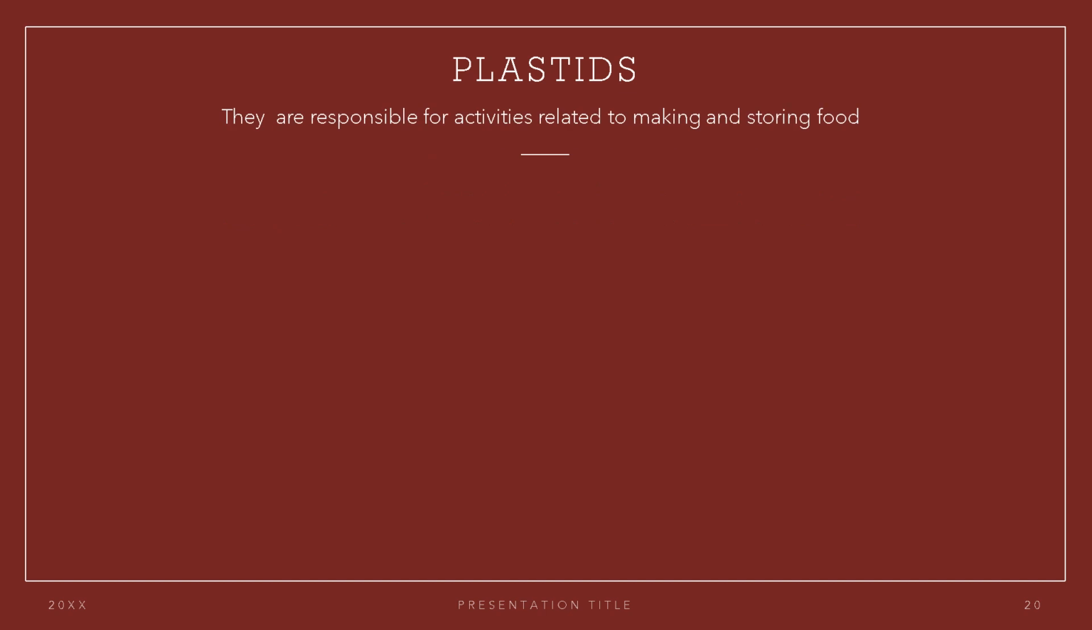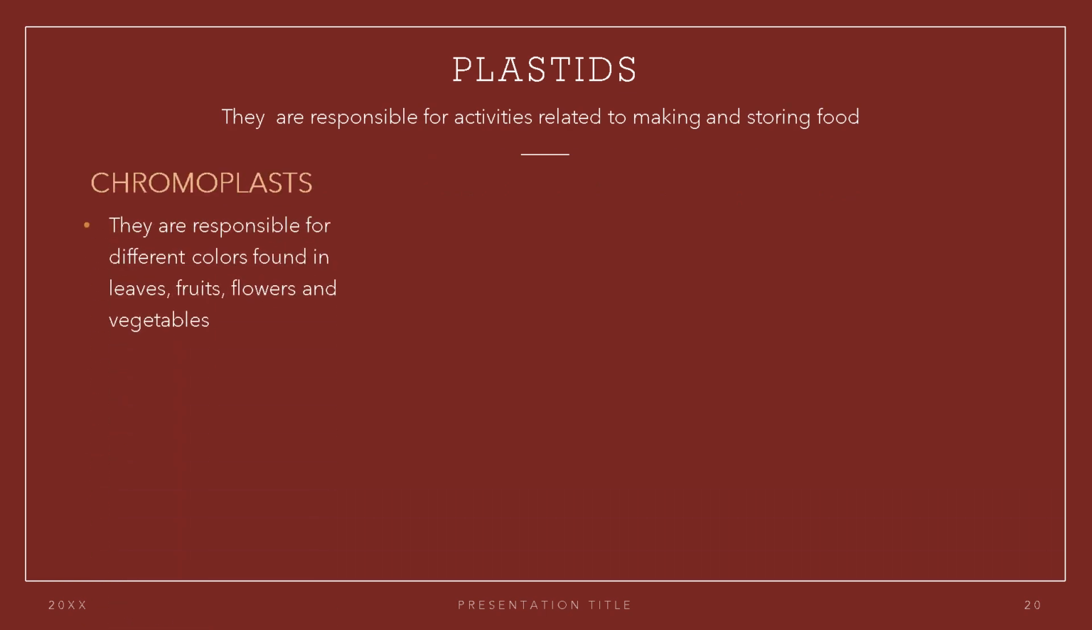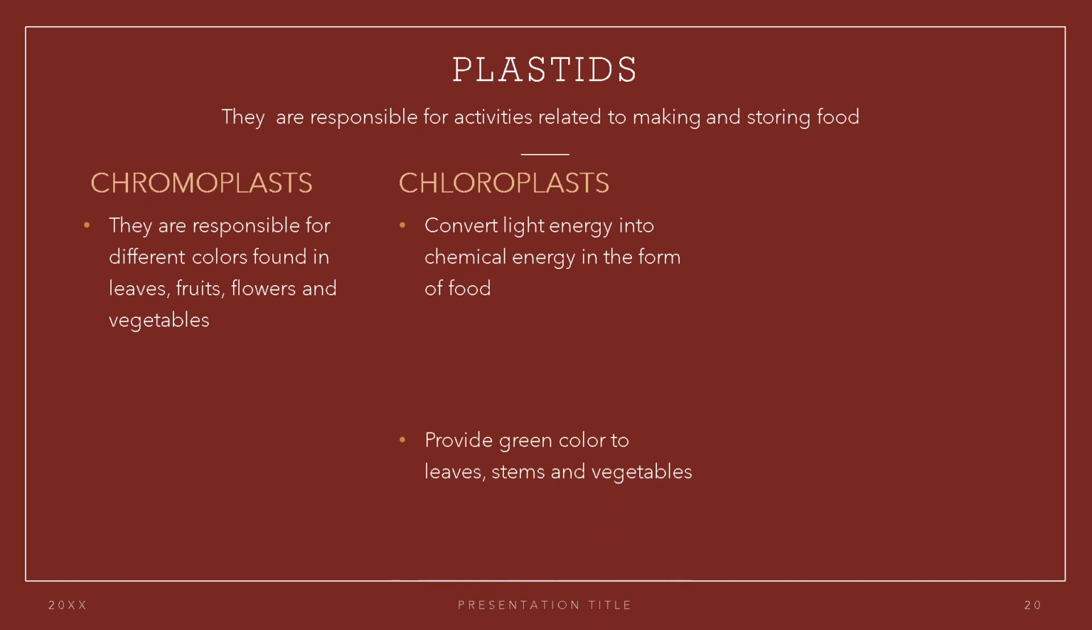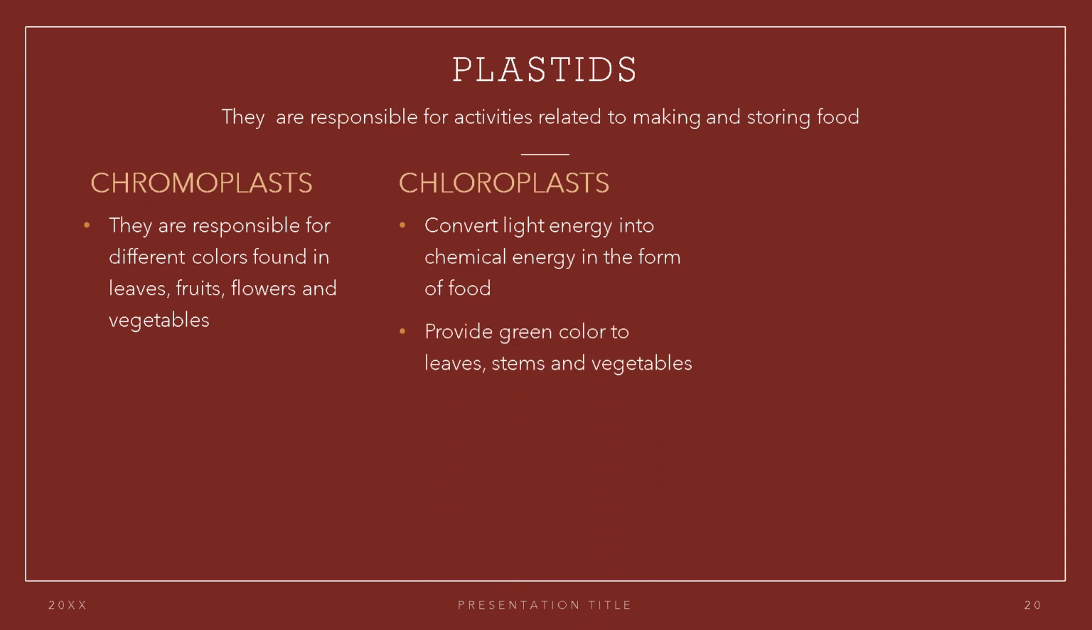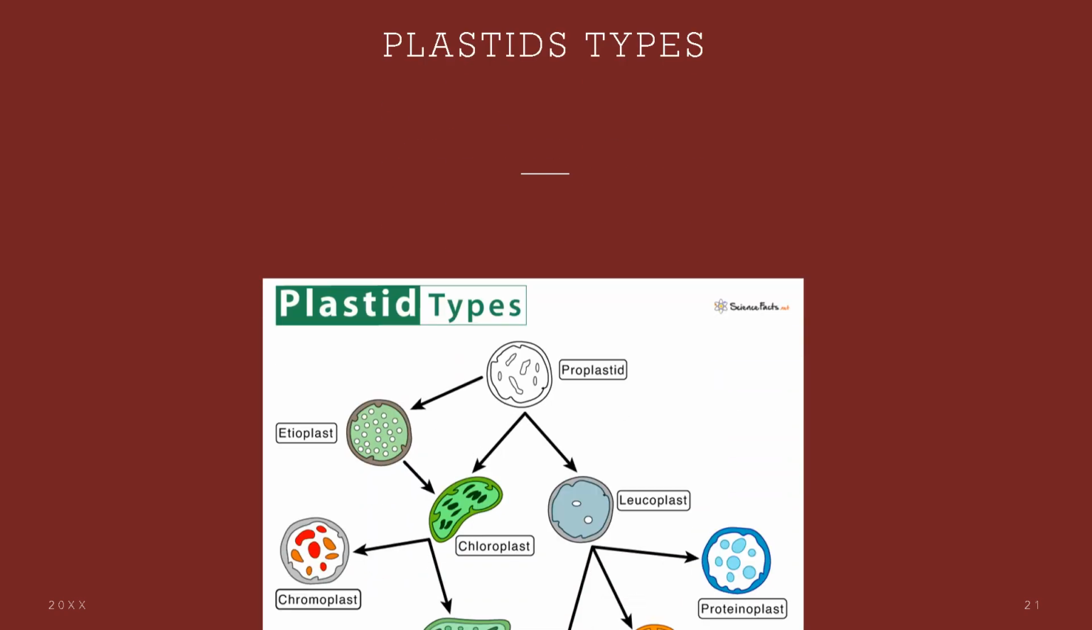Plastids. They are responsible for activities related to making and storing food. Chromoplasts. They are responsible for different colors found in leaves, fruits, flowers, and vegetables. Chloroplasts convert light energy into chemical energy in the form of food. Provide green color to leaves, stems, and vegetables. Leucoplasts. They are found in storage organs, such as fruits, tubers, and seeds. Plastid types.